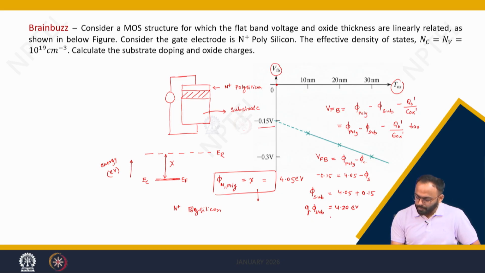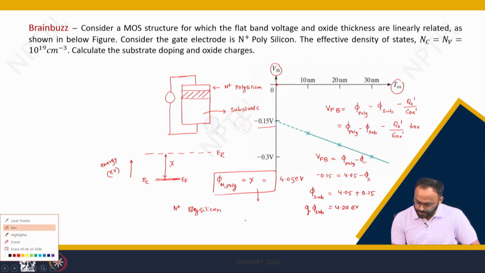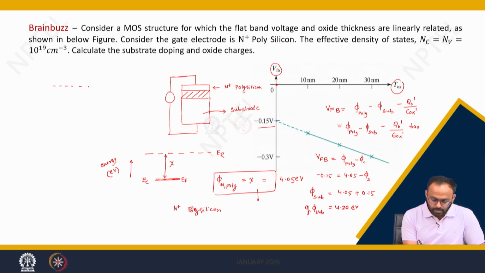Now, if I go back, phi substrate for an N type semiconductor is this: this is my reference level and this is chi, and I need to measure the work function from the Fermi level. So, this is EC and the Fermi level is just here, because this total quantity that we got is phi s, which is 4.2 electron volts. So, this quantity between EC and EF is nothing but 0.15.